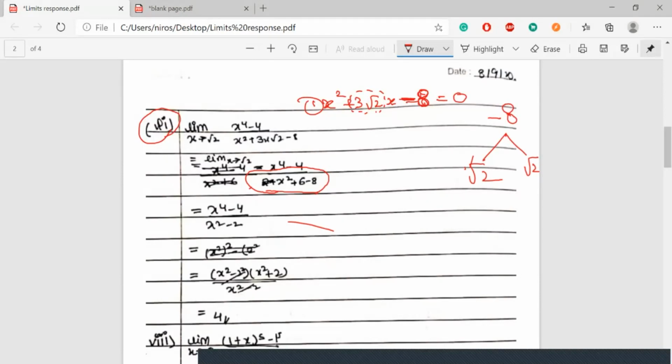Root 2 into root 2 becomes 2, right? 4 root 2 and root 2. What is 4 root 2 into root 2? 8. You're getting the same thing. Just keep minus over here. That's it. This is the factorization method.